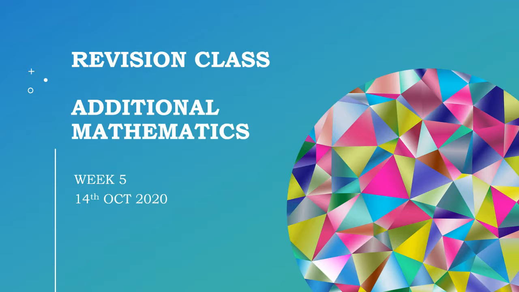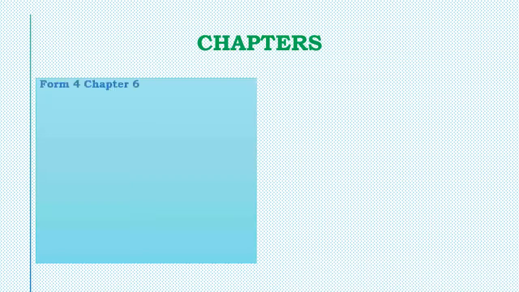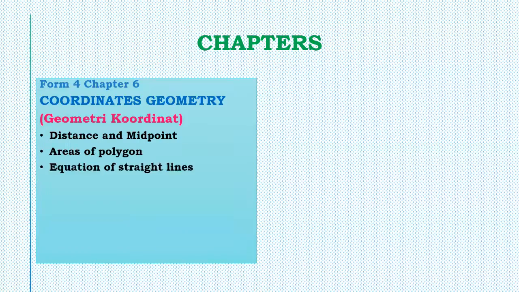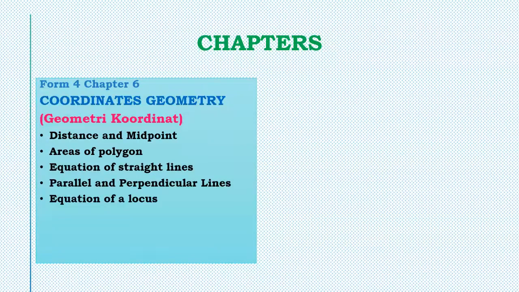Okay, so I will continue this session in English. The chapter that we are going to look at is Form 4 Chapter 6, that is coordinate geometry. And what you need to know in this chapter are these 5 things. How to find distance between 2 points, midpoint between 2 points, or any point on a straight line. How to find the point, okay? And then how to find area of a polygon. Can be a triangle, can be a quadrilateral, depends on the question.